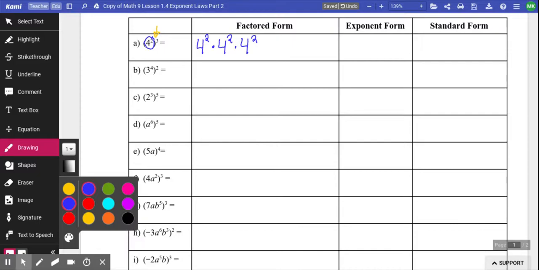When you do that, you've now turned this into a multiplication question where we learned that with multiplication, you can do what to the exponents? Add them. So this becomes 4 to the power of 2 plus 2 plus 2, which is really 4 to the power of 6.